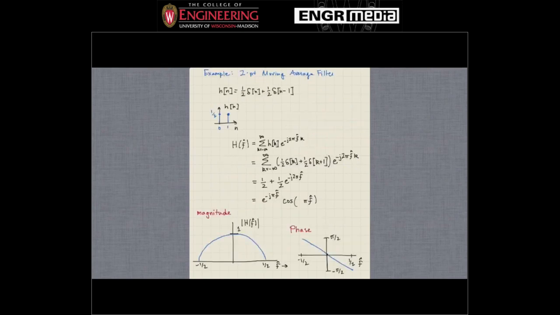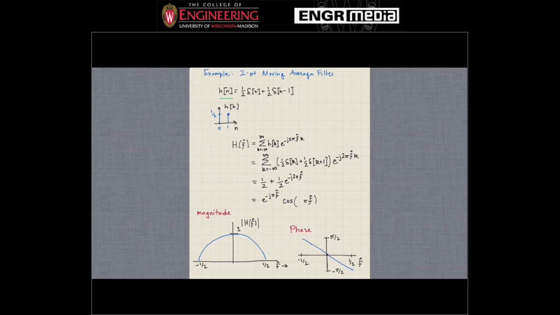So let's take apart the 2-point moving average filter. We saw this before, and that's where the output is equal to half of the current input plus half of the previous input. The impulse response of that is just 1/2 delta of n plus 1/2 delta of n minus 1. And we can, of course, plot that, and we just get two non-zero values at n equals 0 and n equals 1.